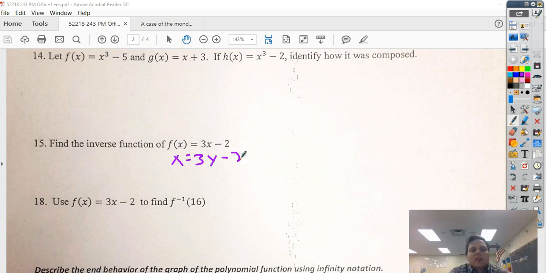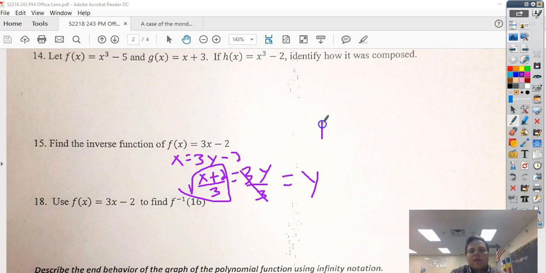Now it just wants me to solve for y. Add 2. So x plus 2 is equal to 3y. Okay? And then divide everything by 3. So bam, (x plus 2) over 3 is equal to y. That is your inverse. So the inverse is f of negative 1 of x, that means inverse, is equal to (x plus 2) over 3.